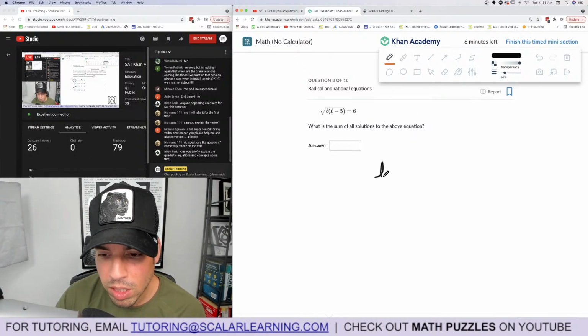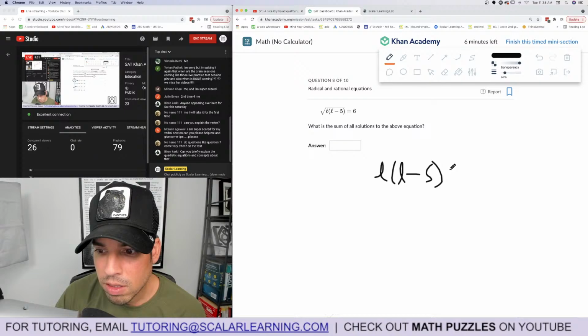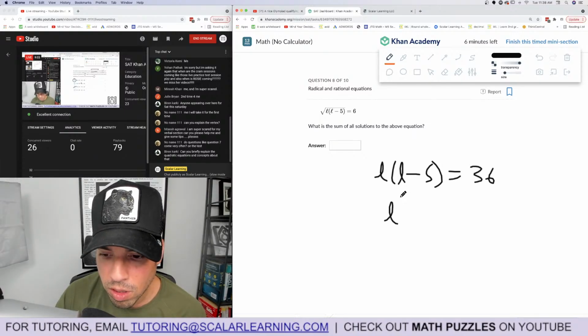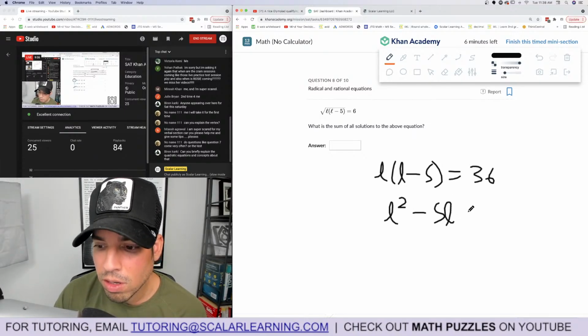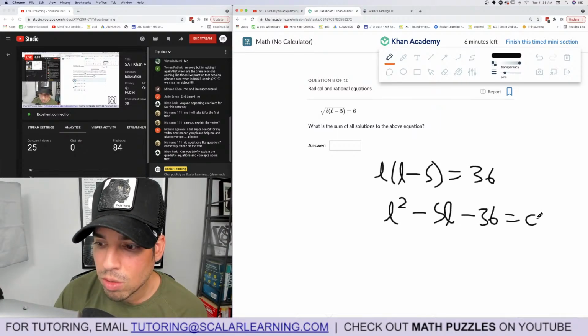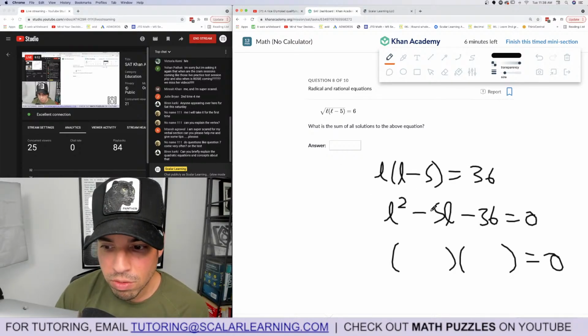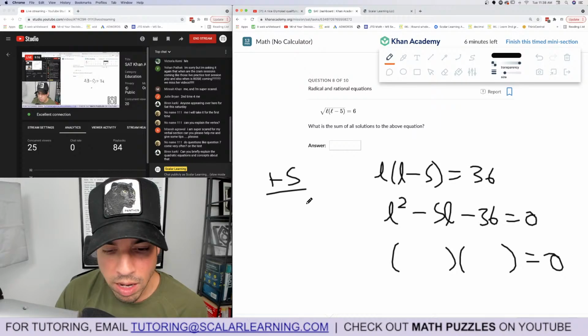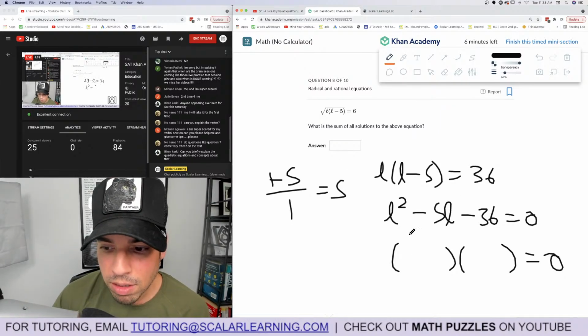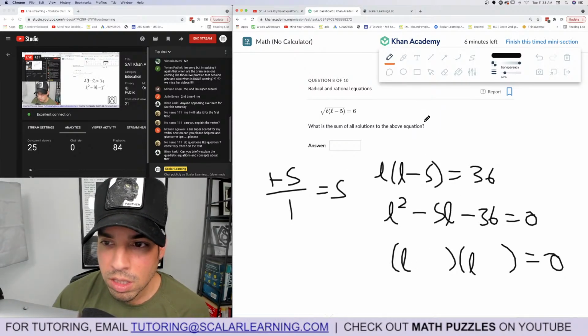All right, let's square both sides. We get L times L minus 5 equals 36. Let's FOIL, or distribute: L squared minus 5L, and then let's subtract 36 in the same step, equals 0. Factor. Oh, wait. I could do negative B over A. Negative B becomes positive 5 over A. So it's 5. But I was doing this, so let's just do it anyways. The answer should be 5.